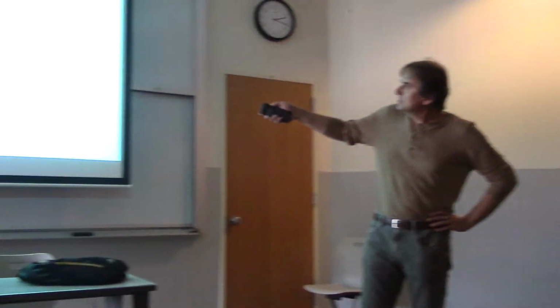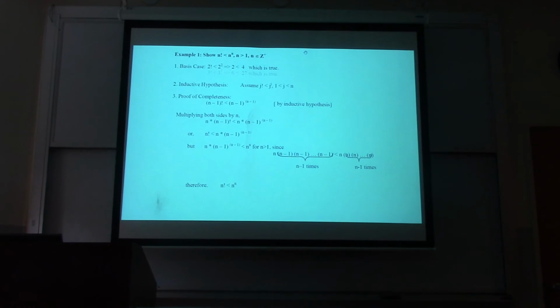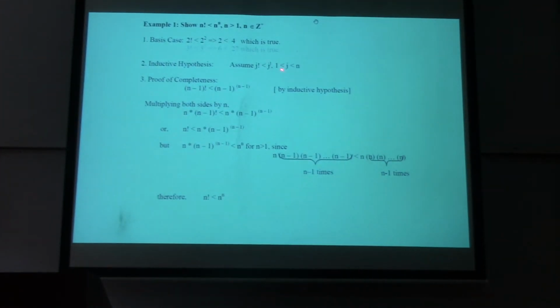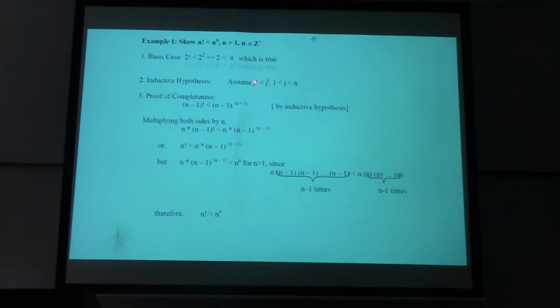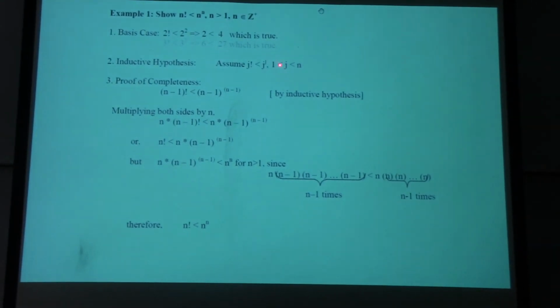Okay, so this is sufficient. So our inductive hypothesis will be that, now we'll generalize it. We'll say j factorial is less than j to the j, as long as j is greater than 1 and less than n. Why less than n? Because we want to show it for n. So we'll stop it at n minus 1, which is the highest integer. By the way, j greater than 1 means what's the smallest value of j? 2. But I already showed 2, right?